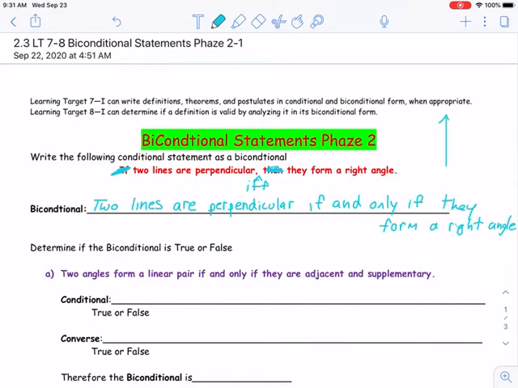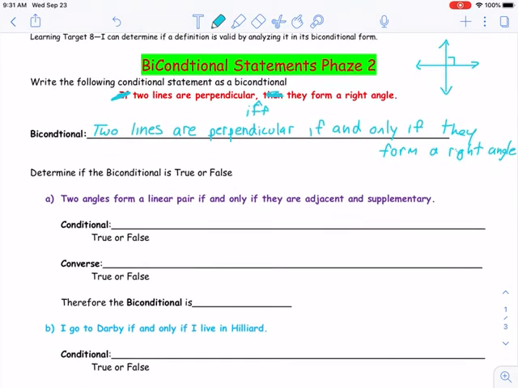So basically what this statement's saying is that two lines are perpendicular if they intersect and they form a right angle. That's the definition. That's a really strong definition. All right, so there's that right there.